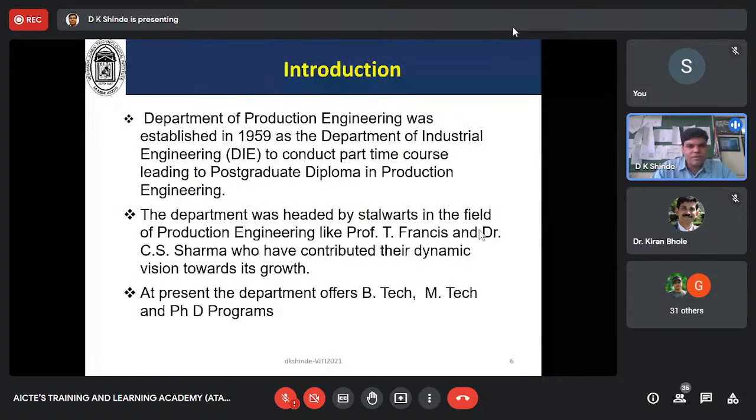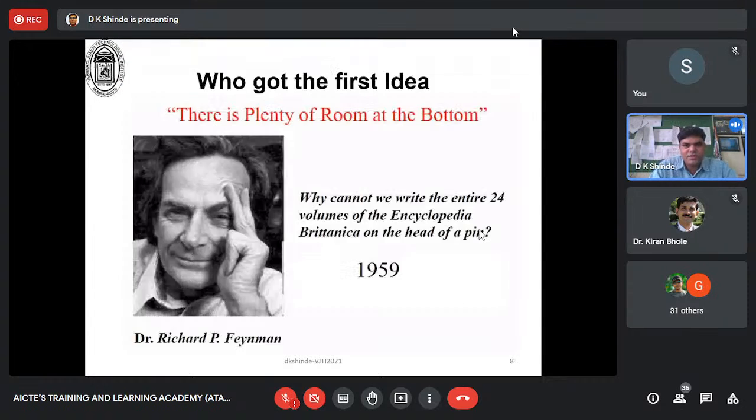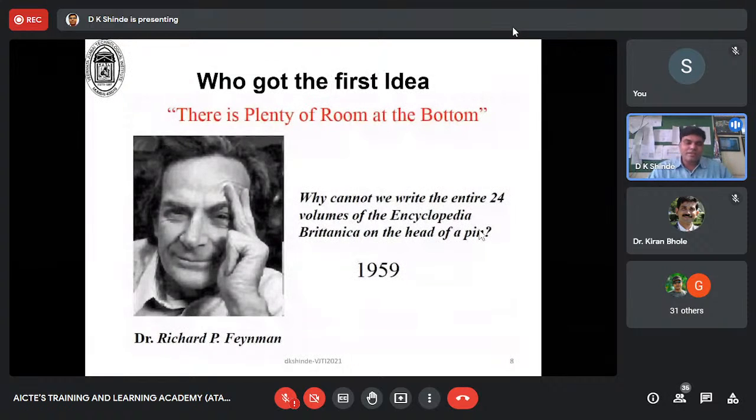I belong to the Department of Production, established in 59, and a few of those programs which we run at our department are BTech, MTech, and PhD programs in the Department of Production Engineering, VJTI. All right, that is from my side.